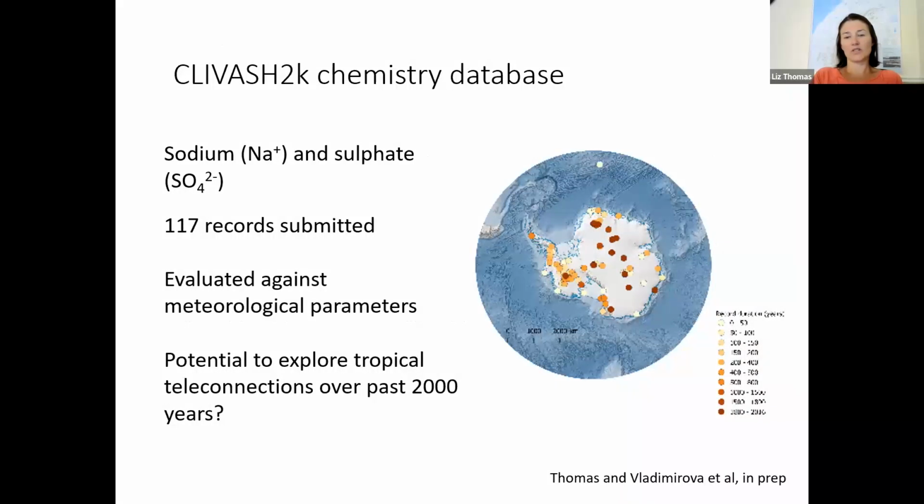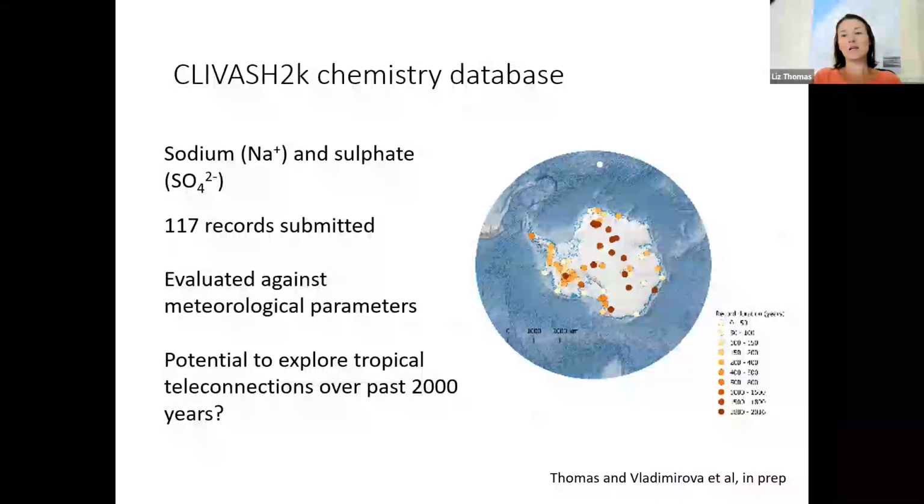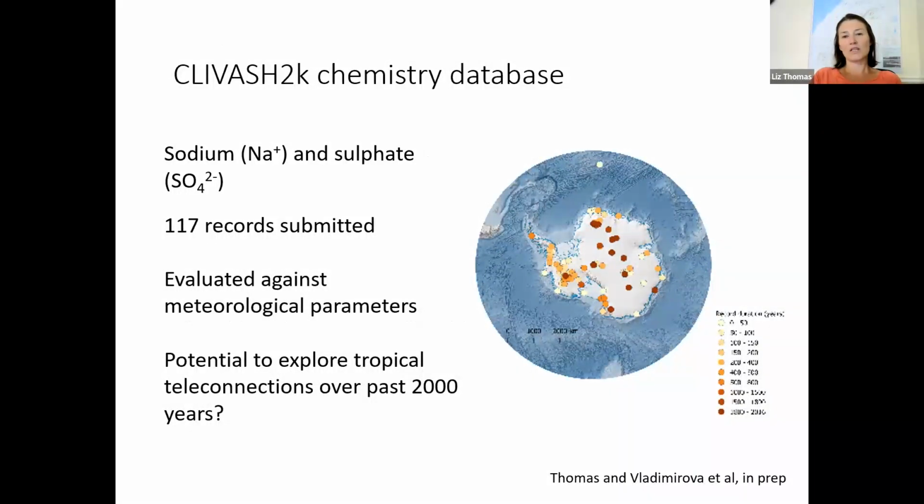So in my final part, I want to make a bit of a plug for future work. This is why we had the data call as part of the CLIVASH 2K working group, to pull together what other information we can get from ice cores. We've looked at snow accumulation, and we've looked at stable water isotopes. Arguably the stable water isotopes may not be the ideal one for looking at these tropical teleconnections, but clearly we're seeing something very interesting with the snow accumulation. But is there something else we could be looking at, something better?